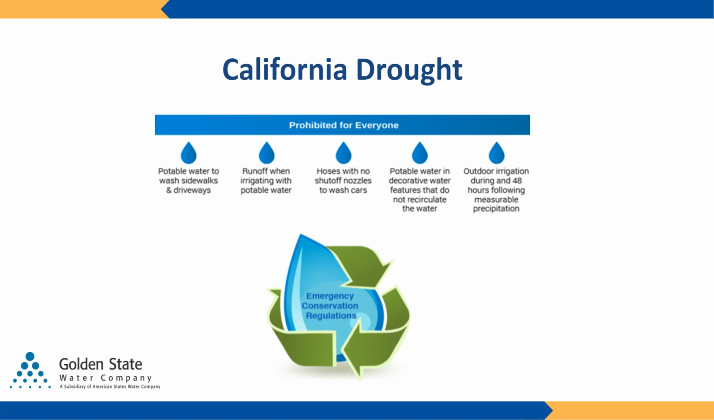Activities prohibited for everyone include using potable water to wash sidewalks and driveways, having water runoff when irrigating with potable water, using hoses without shut-off nozzles to wash cars, using potable water in decorative water features that do not recirculate the water, and using outdoor irrigation during and 48 hours following measurable precipitation.